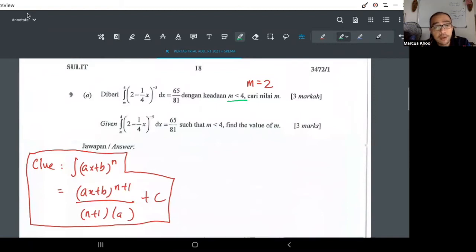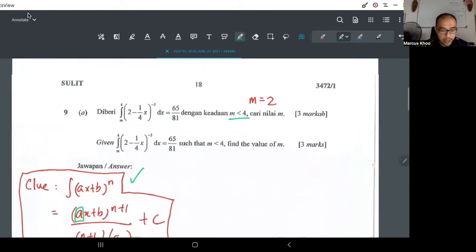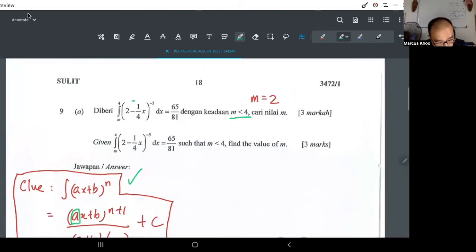Now, this is an integration which a lot of people don't really remember, so I'm giving a clue over here. When you integrate something with a power, of course you add 1 to the power and then divide by the new power, but you also divide by the number that is stuck with x. So if you look at this properly, this is our A.